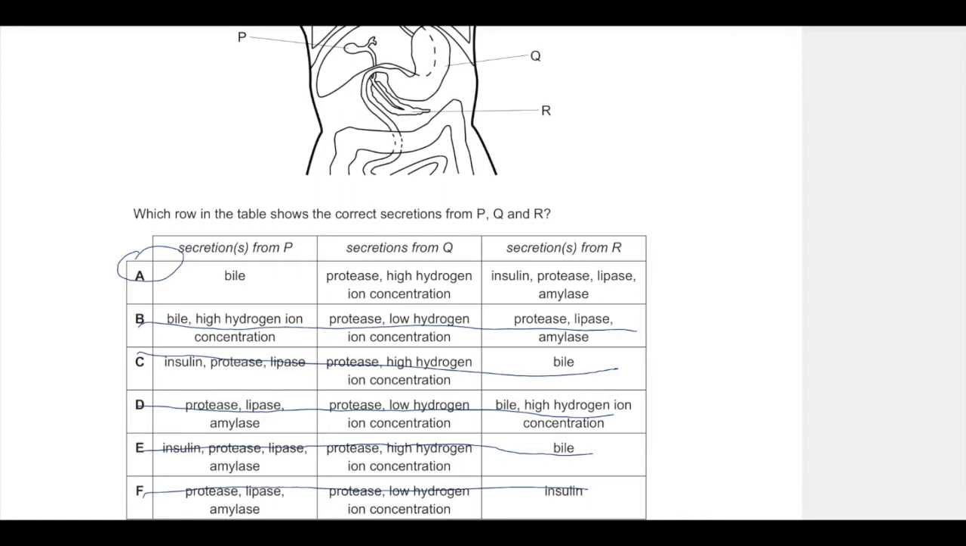And R is the pancreas, and the pancreas secretes insulin in addition to some other enzymes like proteases, lipases, and amylases. So for sure, the answer is A, and that's question number one completed.